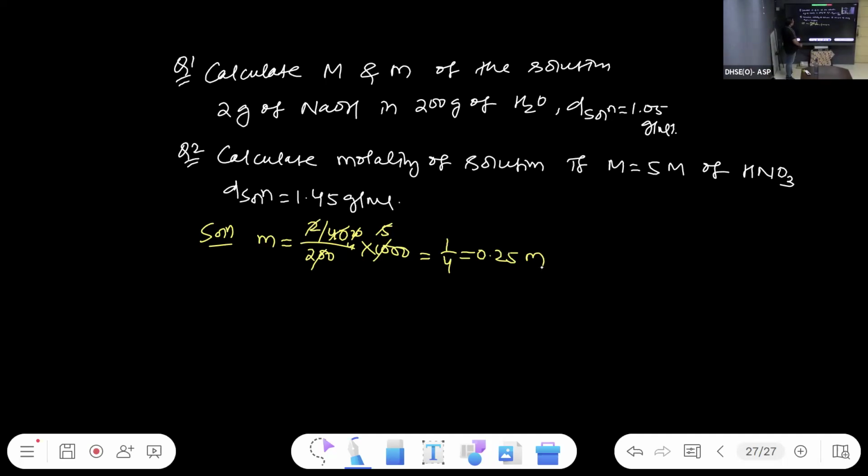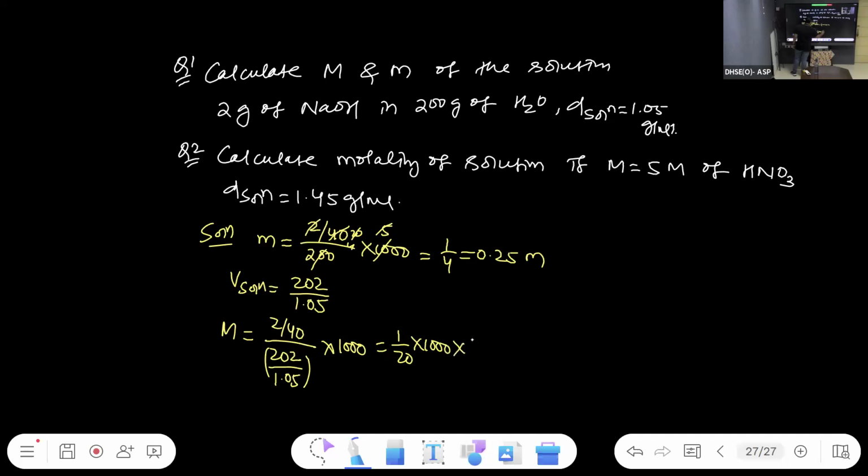0.25 molality first. So for molarity, what do we need? Volume; density is given. So volume of solution is equal to mass by density. So what is the mass? Total mass is 202. Density is 1.05. This is the volume of the solution. So molarity, that is number of moles of solute, 2 by 40, whole divided by volume of the solution in liter. Okay, 2 by 40 means that is 1 by 20.